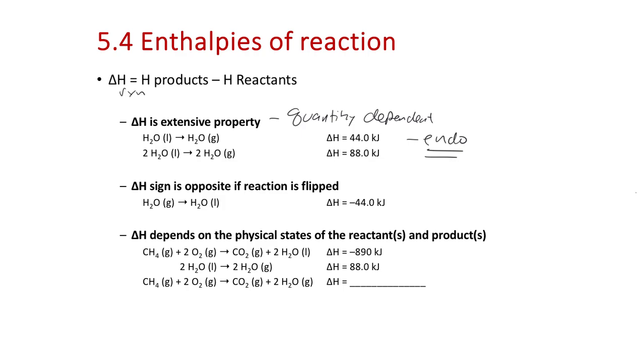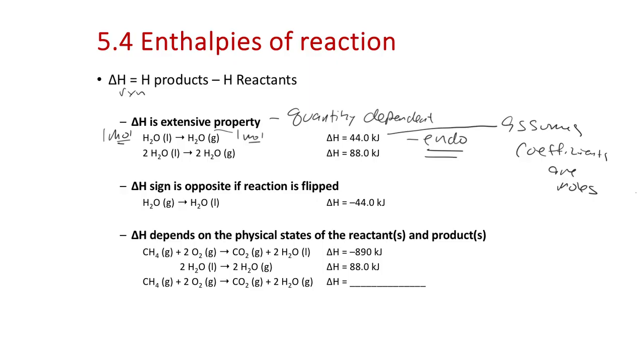So if we have 1 mole, now our delta H is assuming that the coefficients are moles. So this is assuming you have 1 mole of water turning into 1 mole of product. And so this delta H here assumes the coefficients in the reaction are moles. So 1 mole of liquid water to 1 mole of water gas, that's 44.0 kJ.